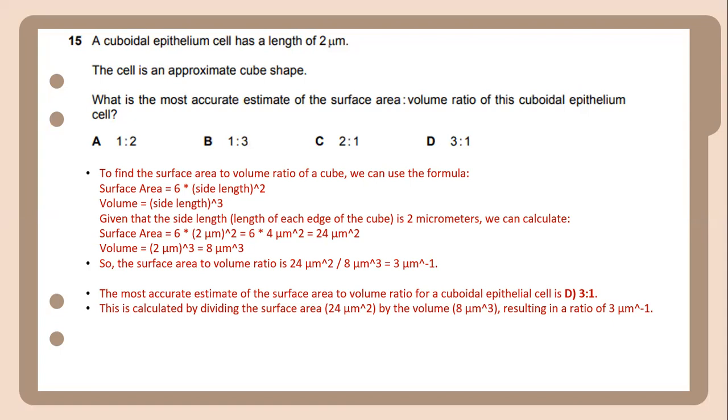And the most accurate estimate of the surface area to volume ratio for a cuboidal epithelial cell, the answer will be 3 to the ratio of 1. This is calculated by dividing the surface area, 24 micrometers to the power of 2, by the volume of 8 micrometers to the power of 3, resulting in a ratio of 3 micrometers to the power of -1.